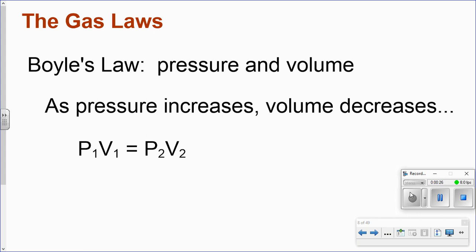Remember, a gas can actually move a whole lot because the particles slide past one another, and second of all, the particles can be squeezed or expanded because the spaces between those particles are quite large. Okay, so Boyle's law, let's take a look at that.